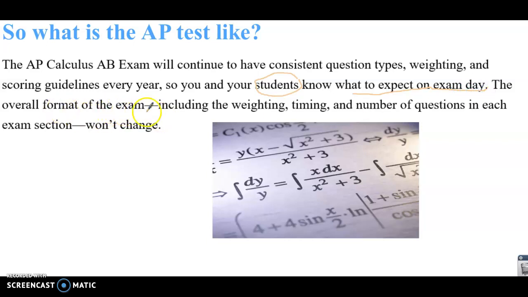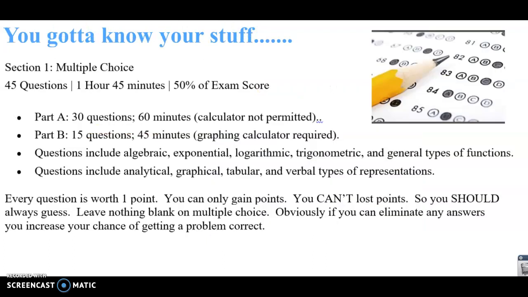The overall format of the exam, including the weighting, the timing, and the number of questions in each section, won't change. So this is a really predictable test, and that works in your favor to help you score that 5 that you're working for. As you know, we always say in class, you've got to know your stuff, and I know you responded. So, section 1, the multiple choice section.